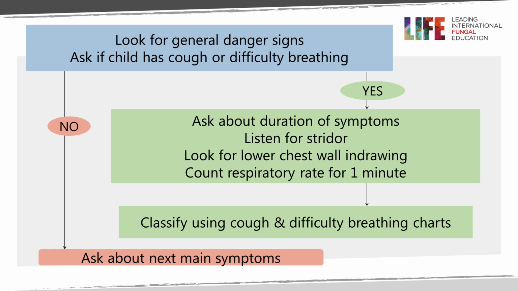So the general World Health Organization recommendation is that when you have a child presenting to you, you look for general danger signs, and if they have any of those, you triage them as an emergency. If they do not, then you ask mom if their child has cough or difficulty in breathing. And if the answer is yes, then there's a list of things that you need to ask about. So one is, for how long have the symptoms of cough and difficulty in breathing been? You listen for stridor, you look for lower chest wall indrawing, then you count the respiratory rate for 1 full minute. And you go ahead to classify the cough and the difficulty in breathing using some charts.